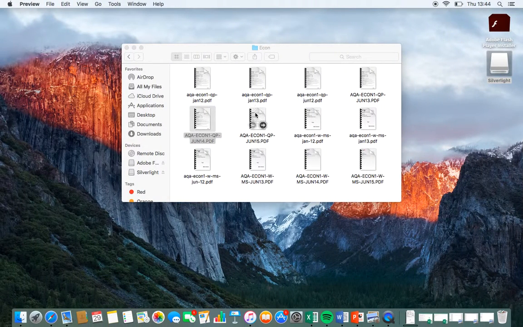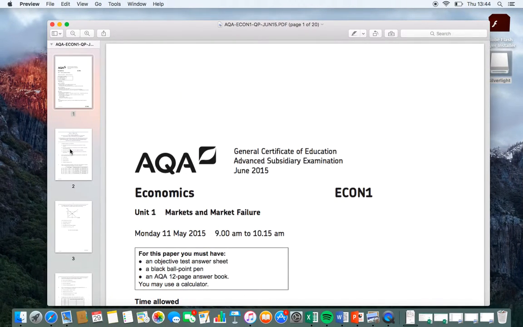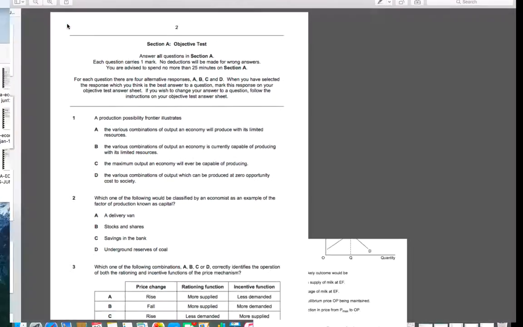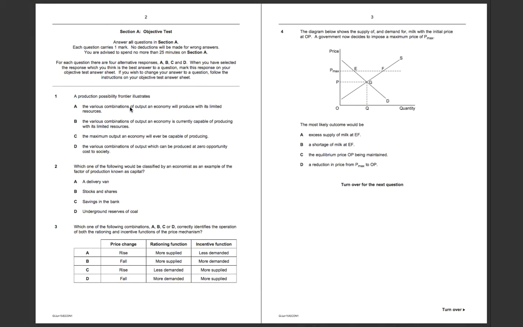Right, last but not least, June 2015. Question 1, a production possibility frontier illustrates. Well, nice and easy, I've said it lots of times. So the definition of production possibility frontier: the various combinations of output an economy is currently capable of producing with its limited resources. Okay, it doesn't show us what will be produced, because things can happen to shift curves inwards or outwards, or resources might be underutilized. So it shows us what's capable of being produced with limited resources.